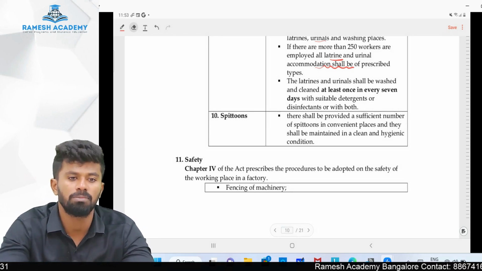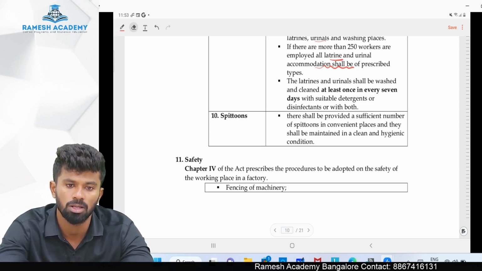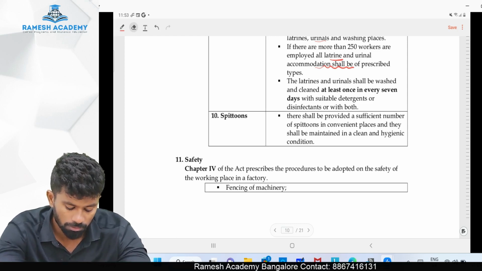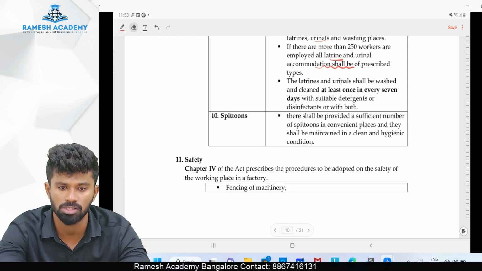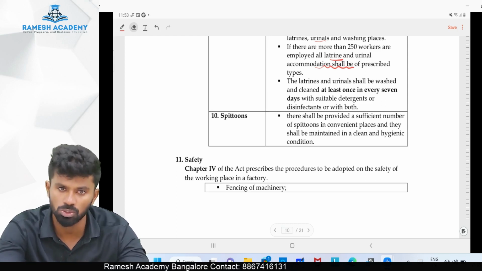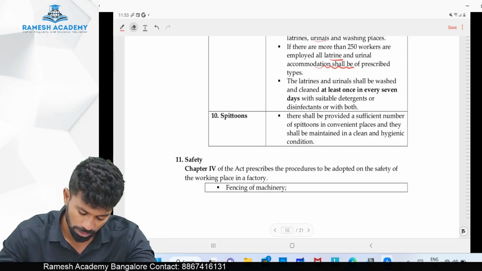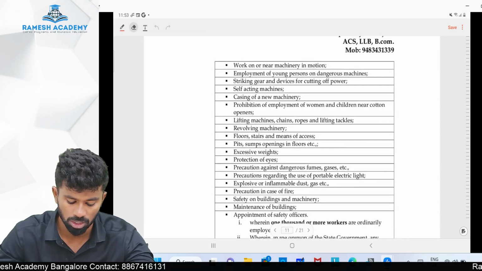Then we have safety measures. The Act prescribes the procedures to be adopted for the safety of the working place in a factory. First one, fencing of machinery. The machinery of the factories should be fenced properly so that no employee will approach it and get injured by it. So there should be fencing of premises and machinery.